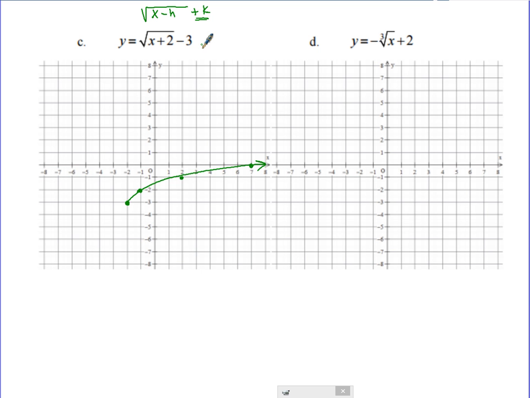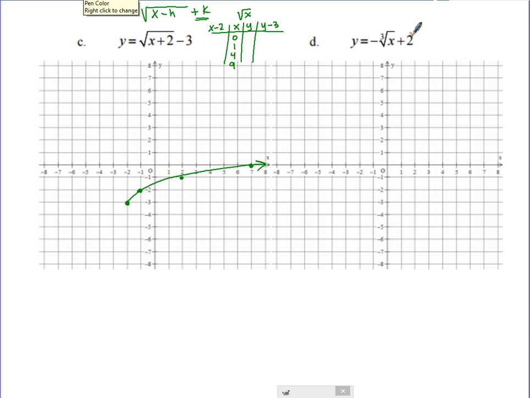Now you could do it on a table if you like, and the top of your table would look like this. This is affecting the x's, but it's the opposite. So it's going to be x minus 2. And then you're going to subtract 3 from your y values. And make sure you use very good values of x, like 0, 1, 4, and 9 when you make your table, so that you can find the parent function, the square root of x values, easily. Alright? Wonderful. One last one to graph.